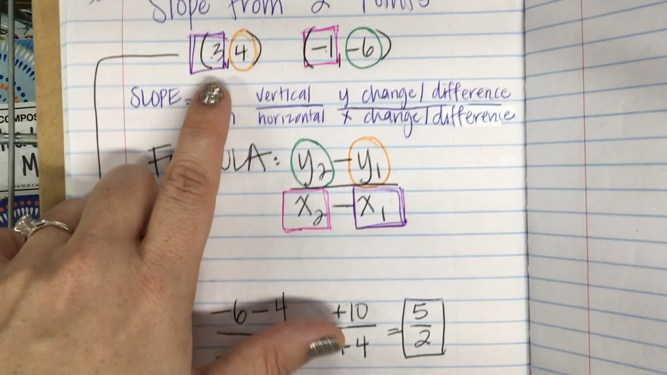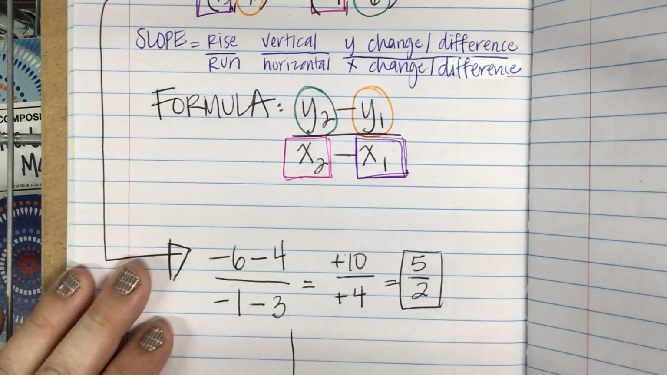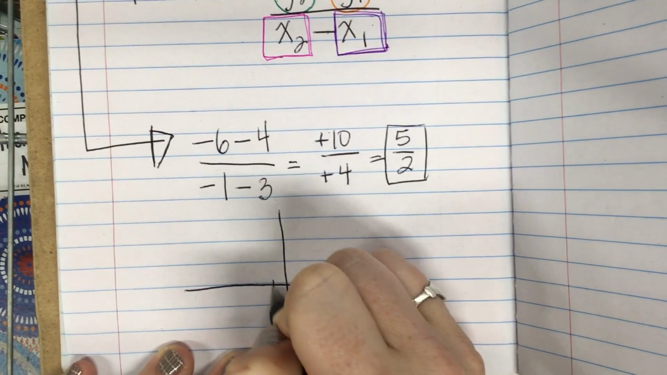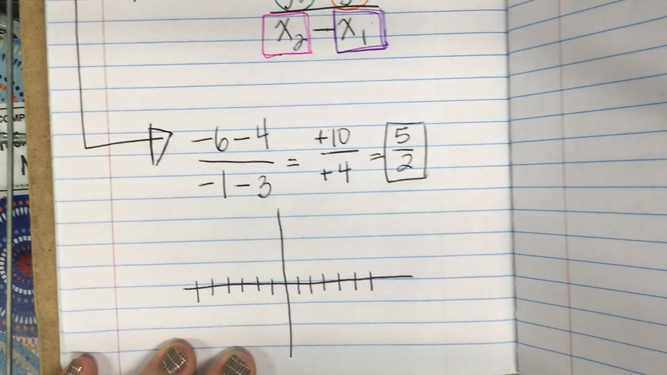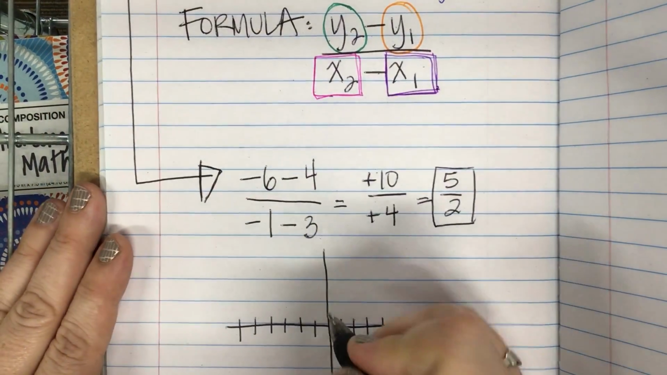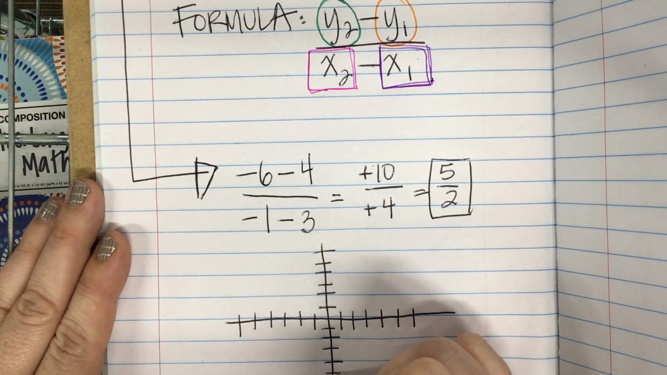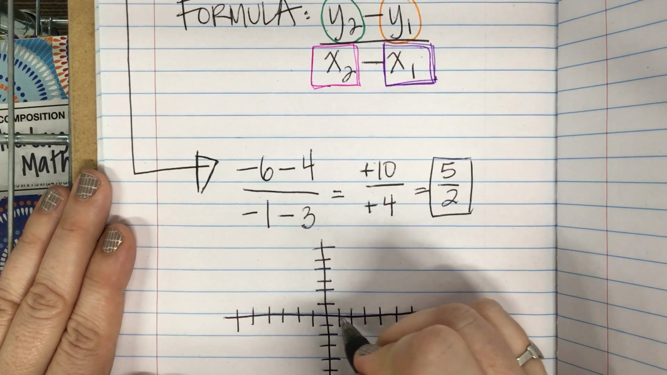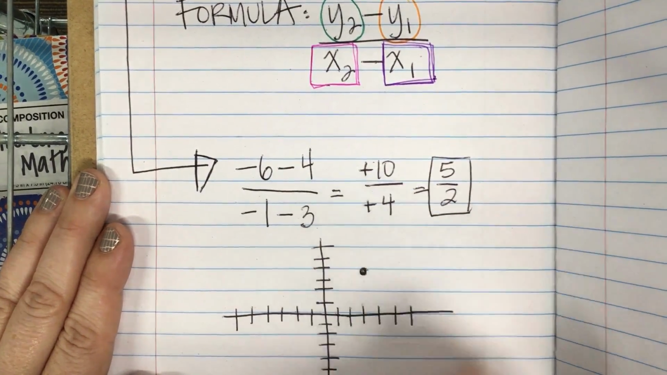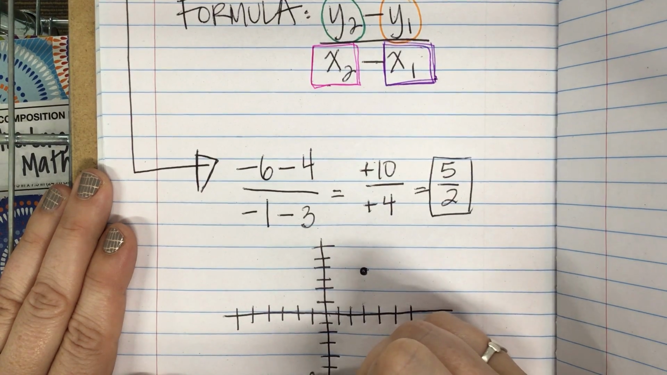Okay. So let's plot. We have to make it kind of pretty. We're going to plot these 2 points. So draw a graph. Let's just double check. 1, 2, 3, 4, 5, 6. I'm making my graph go to 6 because that's the largest absolute value I have. My first ordered pair is 3, 4. And my second ordered pair is -1, -6.